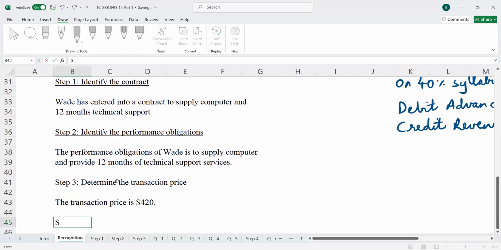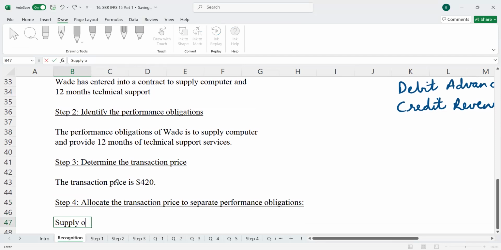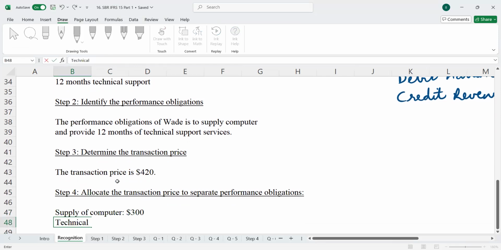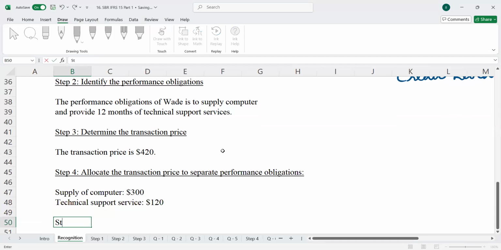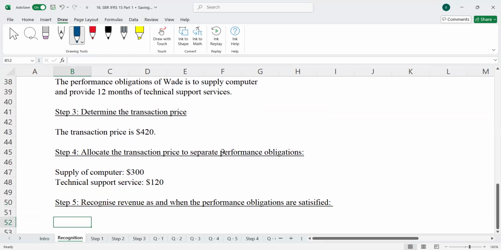Okay. Step four was allocate the transaction price to separate performance obligation. Okay. So what is the transaction price for supply of computer? Dollar 300, sorry. And technical support service, dollar 120. Step 5 was recognize revenue as and when the performance obligations are satisfied.